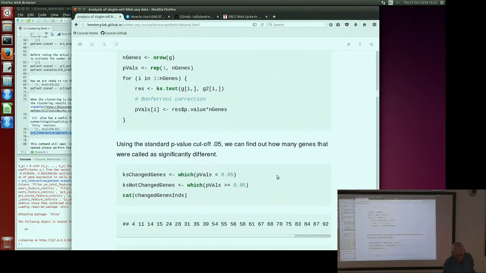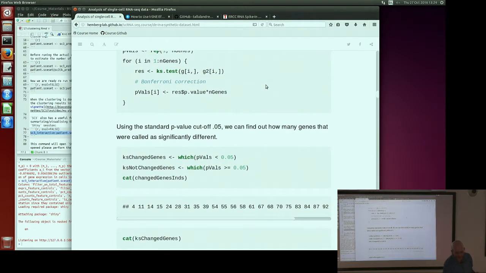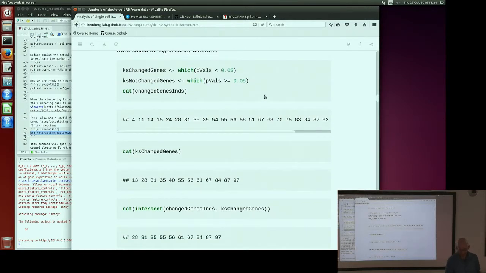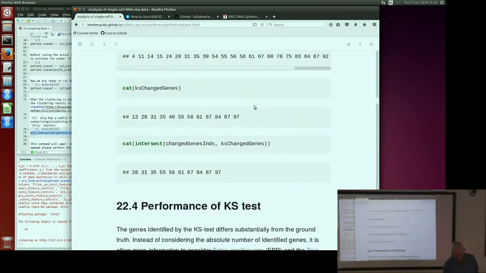So we can use this method, and we can test for all of the 100 genes that we generated randomly, and then we can look at the p-value, and we can ask whether or not it was below a threshold, which we choose to use the standard 0.05 threshold. So this is essentially what this code does down here.